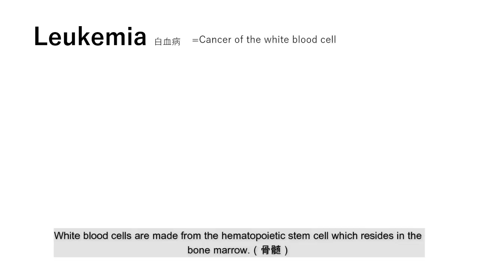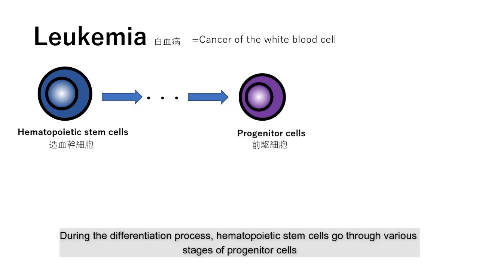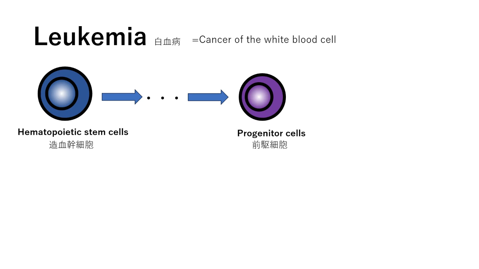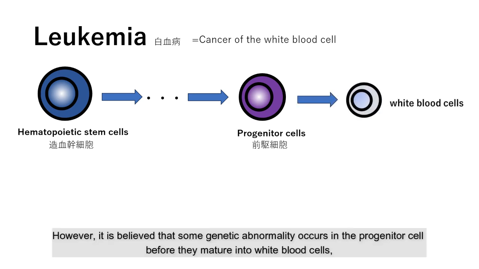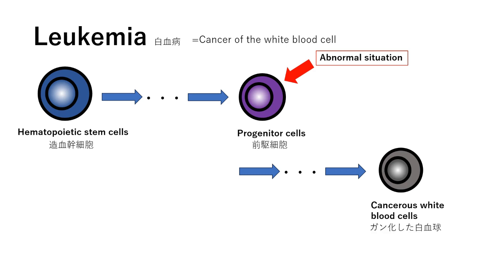The cancer of white blood cells. White blood cells are made from the hematopoietic stem cell, which resides in the bone marrow. During the differentiation process, hematopoietic stem cells go through various stages of progenitor cells to eventually become blood cells, including white blood cells. However, it is believed that some genetic abnormality occurs in the progenitor cell before they mature into white blood cells, which will cause leukemia.